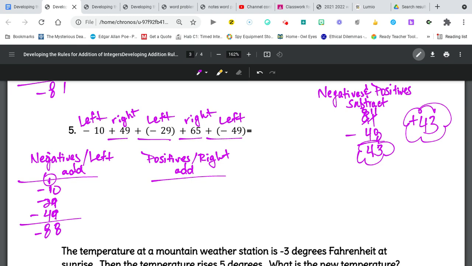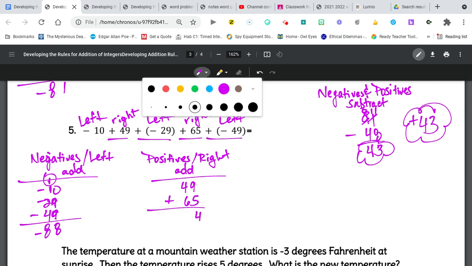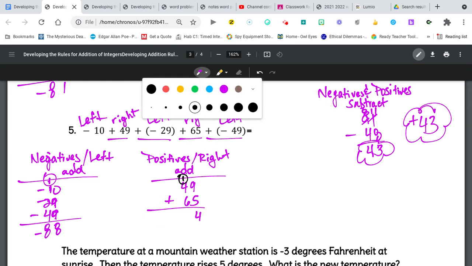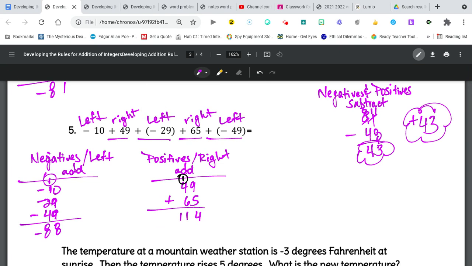Okay, let me add up all this that goes to the right. That'll be 49 and 65. 9 plus 5 is 14. Carry the 1. 1 plus 4 is 5, and 5 plus 6 is 11. So it's 88 to the left and 114 to the right.